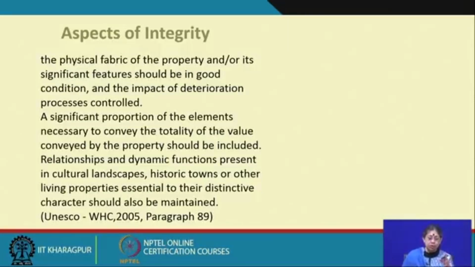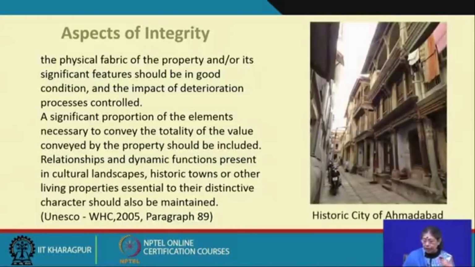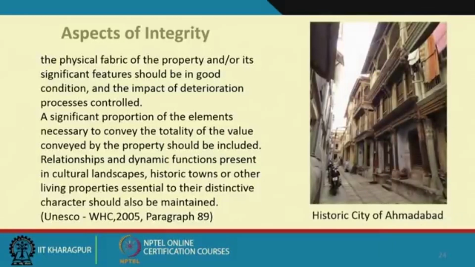A significant proportion of the elements necessary to convey the totality of the value conveyed by the property should be included. Relationships and dynamic functions present in cultural landscapes, historic towns, or other living properties essential to their distinctive character should also be maintained. For example, the historic city of Ahmedabad is now a World Heritage City. Here, not only the monuments but the everyday houses, normal houses, the streets, the movement pattern, the community living there, the lifestyle, the activities, all are part of the integrity.